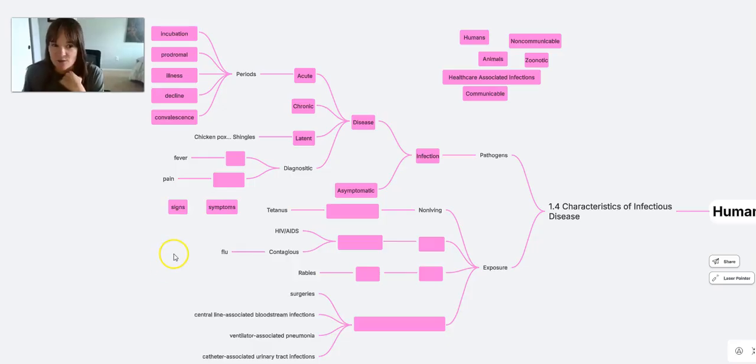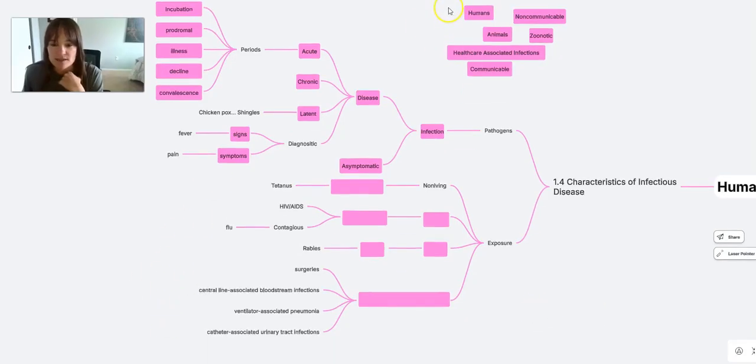Which one is a sign? Which one is a symptom given the examples? Okay, you ready? So anything that you can measure is a sign. Anything that is subjective or the patient feels is a symptom. Signs and symptoms.